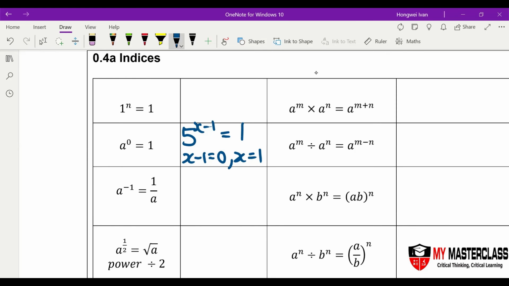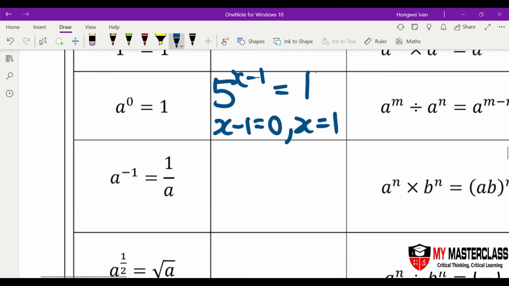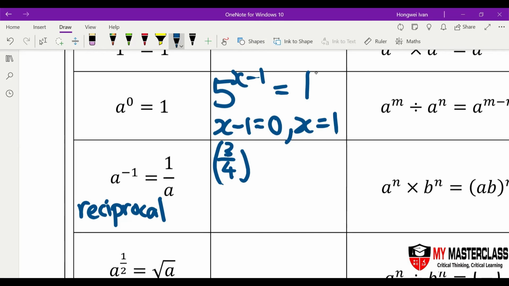Okay? Power -1 is called reciprocal power. Actually, most of you have done indices. We also did indices during the holidays, if you remember. Okay, -1 means reciprocal. Write down reciprocal. Reciprocal means numerator goes to denominator, denominator goes to numerator. Like this. 3 over 4 to the power of -1 equals 4 over 3.